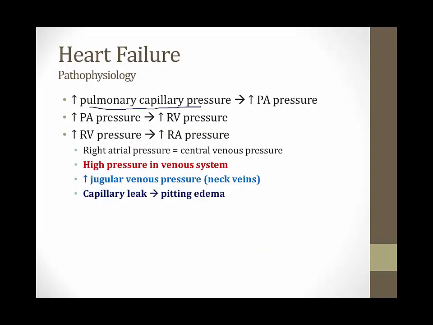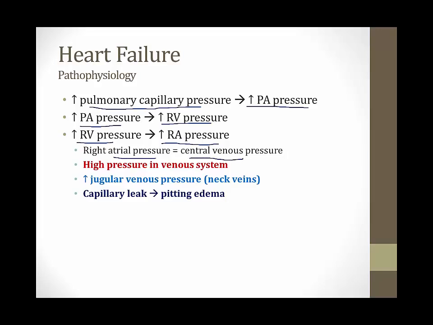When the pulmonary capillary pressure rises, that can lead to a rise in the pulmonary artery pressure. And when the pulmonary artery pressure rises, that can lead to a higher pressure in the right ventricle. And when the right ventricular pressure rises, that can lead to a higher pressure in the right atrium. And remember that the right atrium is connected to the venous system. So right atrial pressure is the same as central venous pressure.